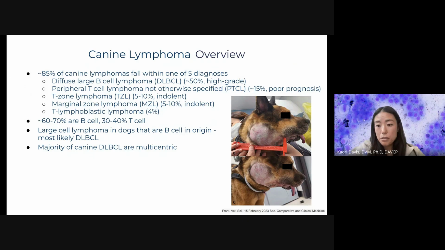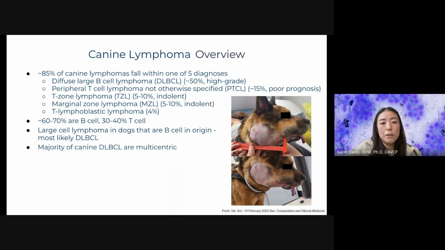Now let's talk about the species differences. In dogs, about 85% of the lymphomas can be classified into the top 5 subtypes. The most common subtype of lymphoma in dogs is diffuse large B-cell lymphoma. This is about half of the canine lymphomas, and this is a high-grade and rapidly progressive disease.